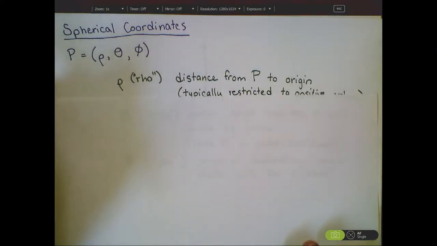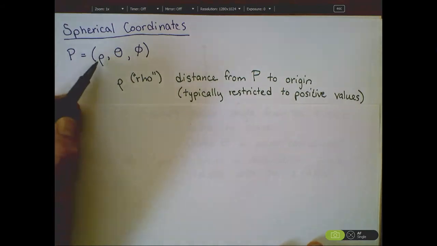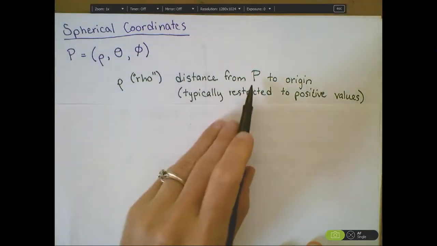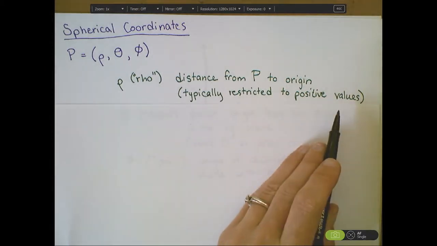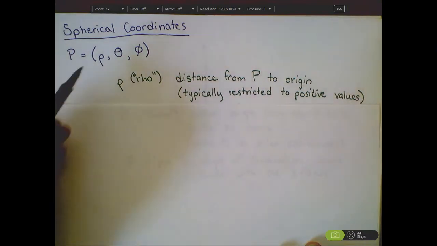The first component we call rho, and rho is the distance from your point to the origin. And we typically restrict rho to being positive values. I'll define this first, and then we'll draw a picture second to further illustrate it.